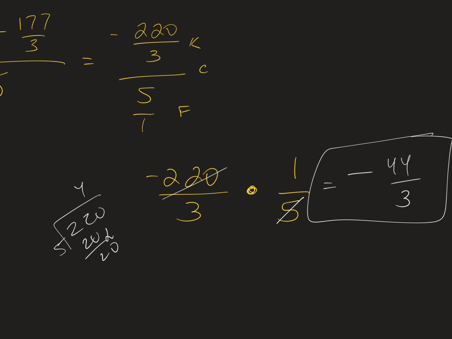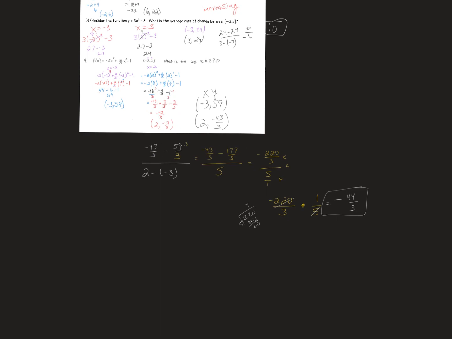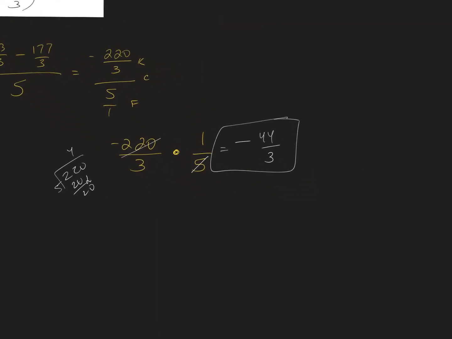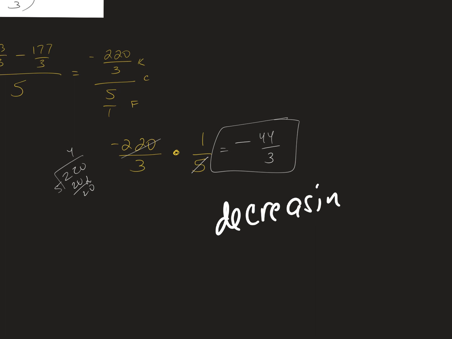Did that work out nice and pretty? No. Are they always going to work out nice and pretty? No. But what is this telling you? Over the given interval that we started with 20 minutes ago, what's happening? Your function's doing what? How do you know it's decreasing? Because it's a negative. Your average rate of change is negative, so it's decreasing. Questions? All right.